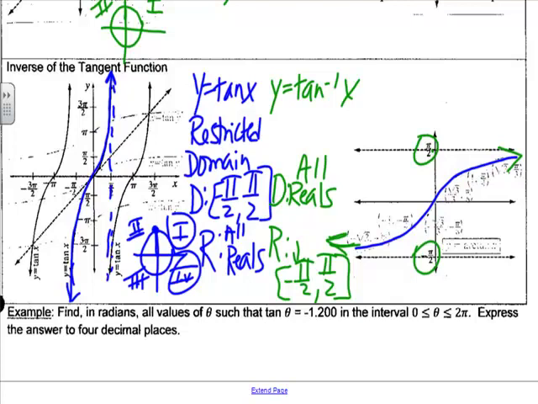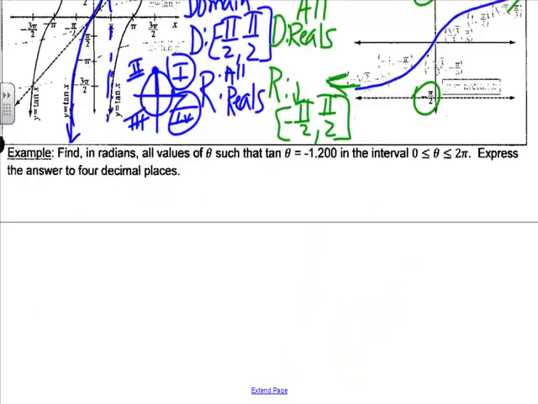So once again, this example down here sort of reinforces it. Most of the time we're not really using the actual function on the graph, but we need to be aware that there is a function, and that's what we use to do problems such as this example. So, example: find in radians all values of theta such that tan theta equals negative 1.2000 in the interval from 0 to 2 pi. Express the answer to 4 decimal places.